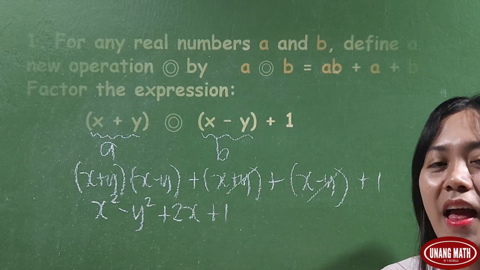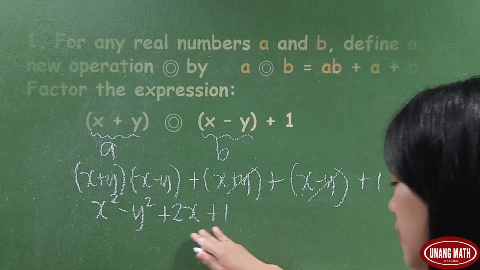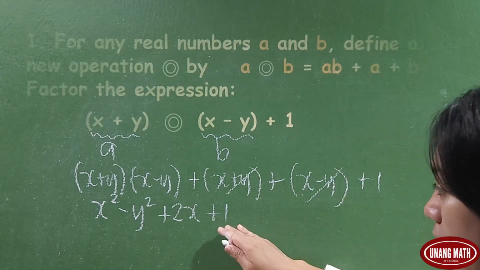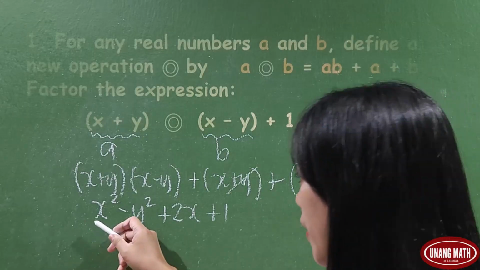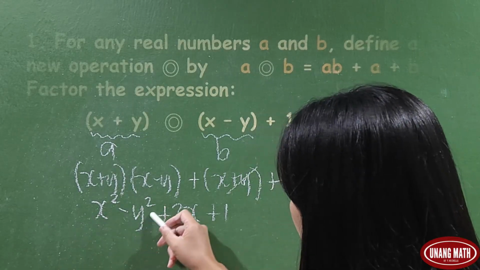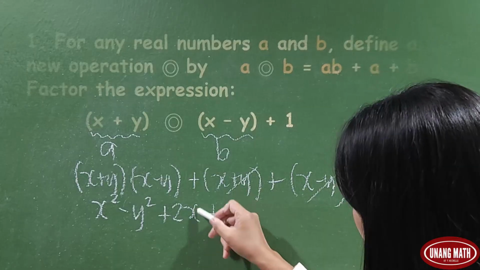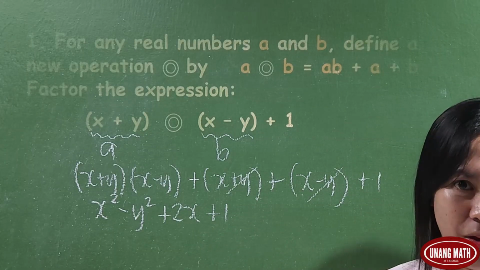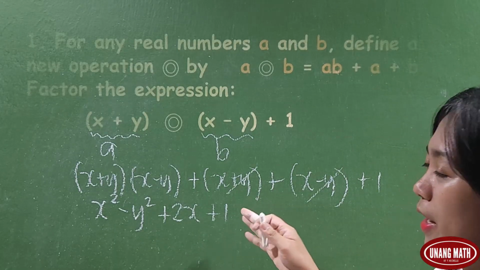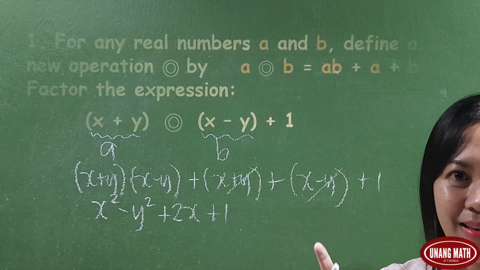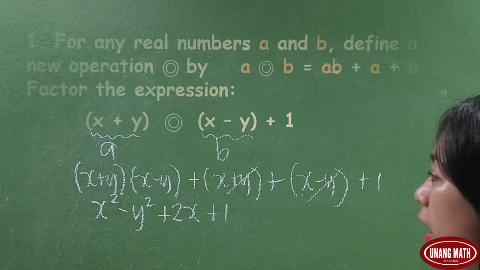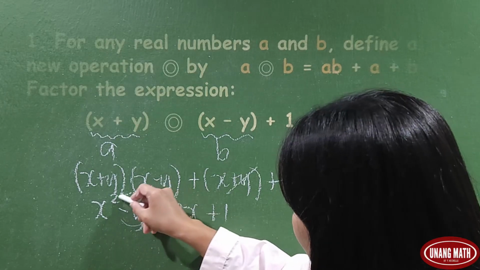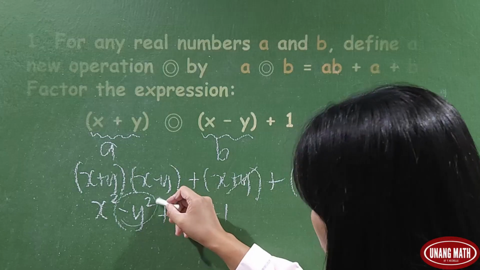We already studied how to factor polynomials that have 4 terms. Since we have here 3 terms that are squares, so this is x squared, another, and this is also a square. So 3 terms that are squares. So we will be using here perfect square as our method to factor this expression. So this negative y squared here will be later.